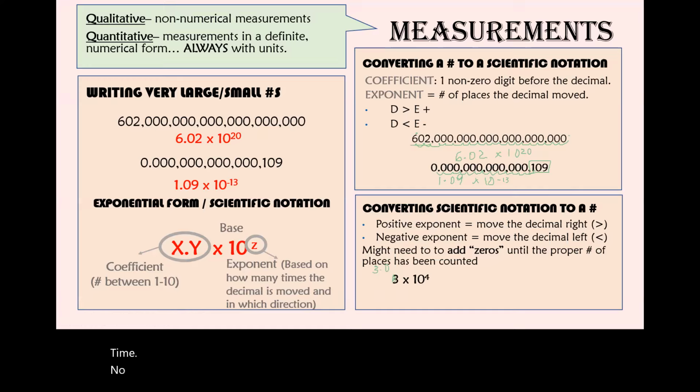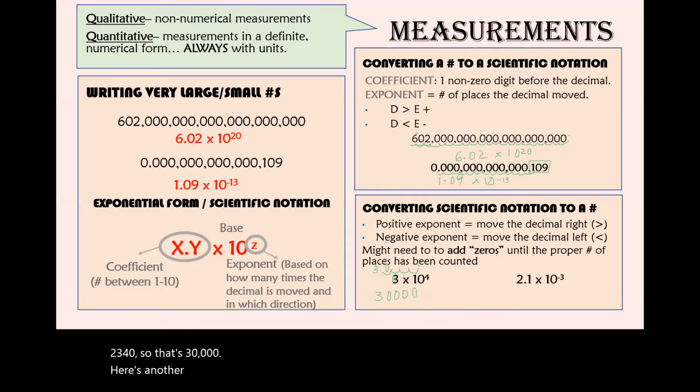So that means we are going to move our decimal 4 times to the right. So 1, 2, 3, 4. So this is where your new decimal is going to be. So the number becomes 3, and then we have 1, 2, 3, 4, 0. So that's 30,000.